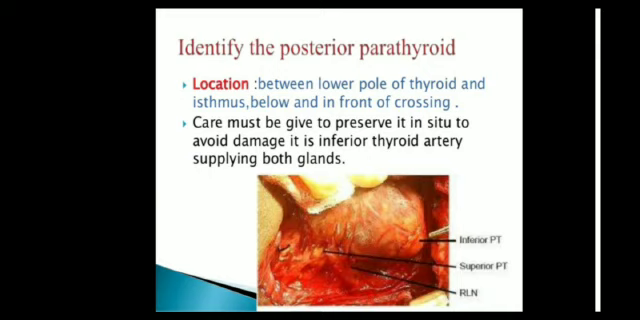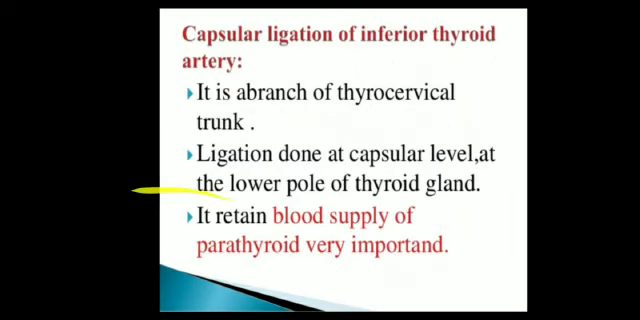Identify the inferior parathyroid. Location is between the lower pole of the thyroid and the isthmus, below the front of the crossing. Care must be taken to preserve it in situ to avoid damage. It is the inferior thyroid artery supplying both the glands.